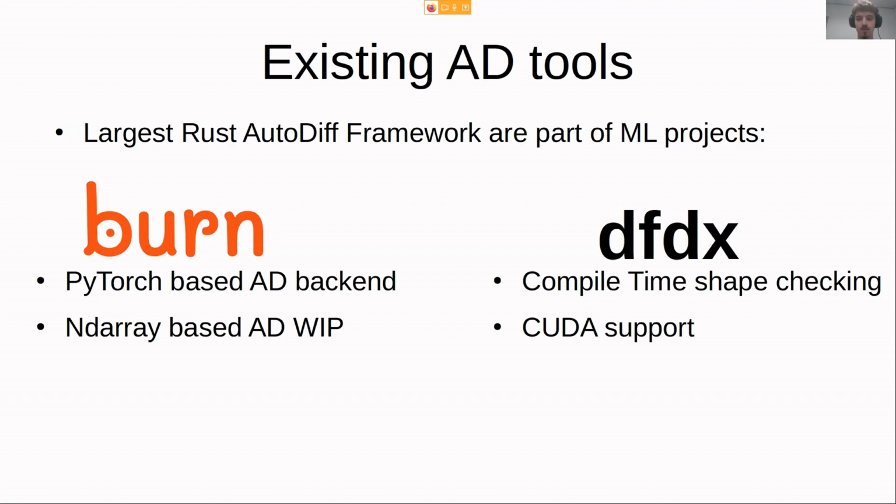And on the other side, we have DFDX, which has a really interesting feature, compile time shape checking. So if your neural networks would, like in the case of PyTorch, crash at runtime at some point, if you're lucky early, if you're unlucky after a day or two of training, well, DFDX can prevent that by using the Rust type system. They also do have some CUDA support, which you'll obviously want for running your networks on GPUs and making all of the training process a lot faster. So we do have some libraries available. Why do we need another one?